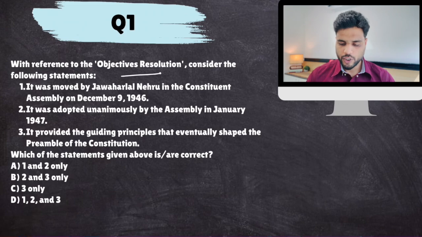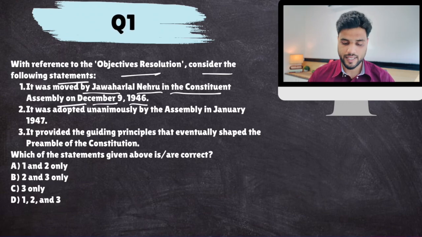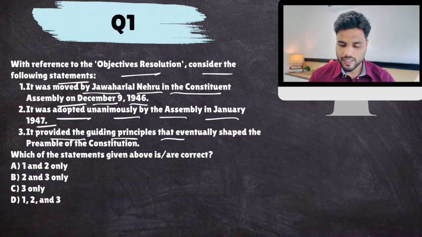With reference to objectives resolution, consider the following statements. It was moved by Jawaharlal Nehru in the Constituent Assembly on December 9, 1946. It was adopted unanimously by Assembly in January 1947. It provided the guiding principles that eventually shaped the preamble of the Constitution.